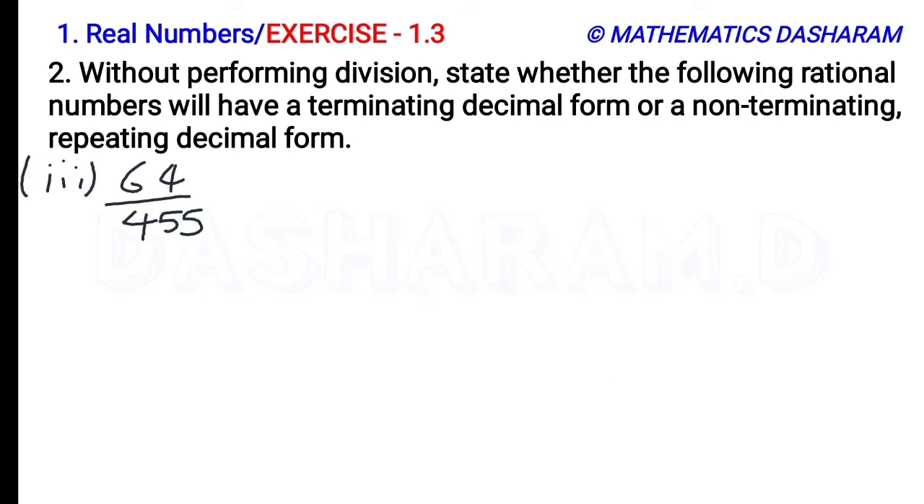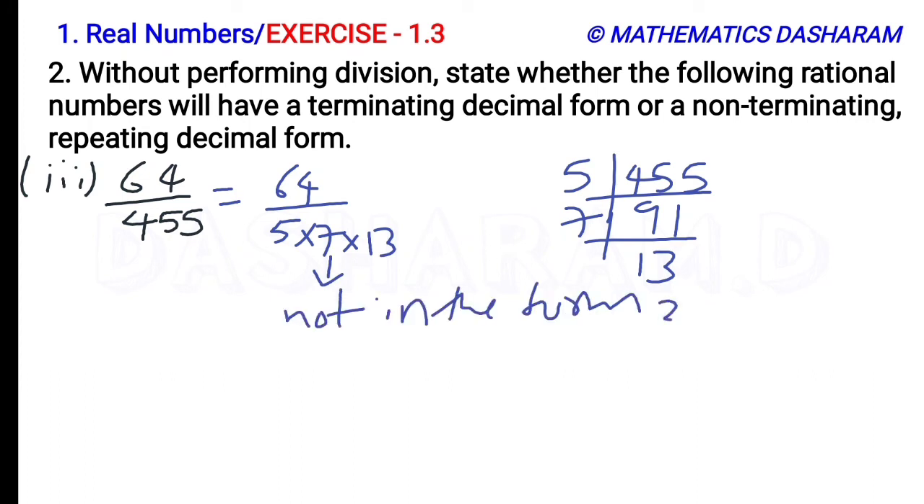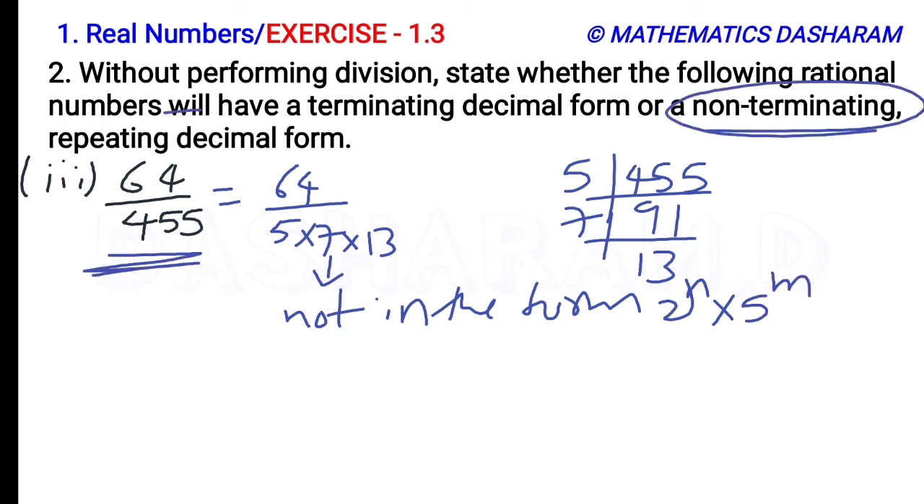Third question, 455 by 91. 455: 5 table, 5 9s are 45, 5 1s are 5. Next 91: 7 table, 7 1s are 7, 7 3s are 21, and 13 is a prime number. So 455 equals 5 into 7 into 13. So here the denominator is not in the form of 2 to the power of n into 5 to the power of m. So the given fraction is a non-terminating repeating decimal.